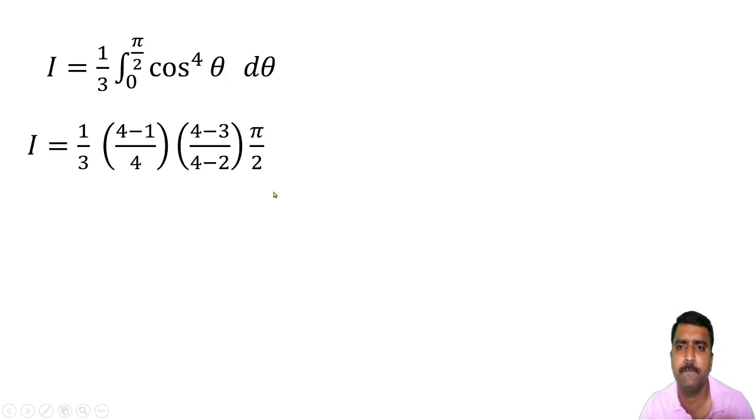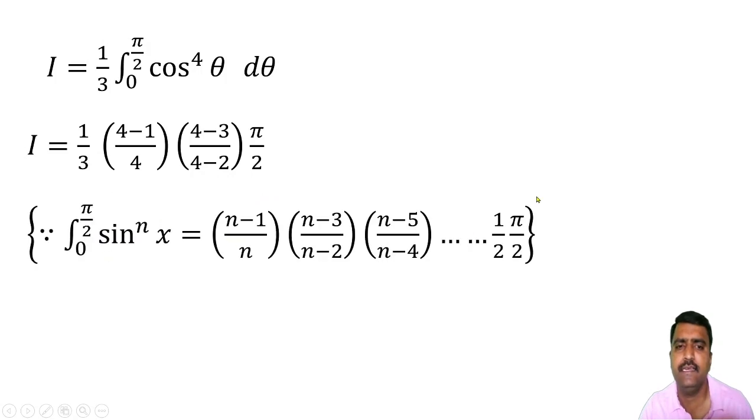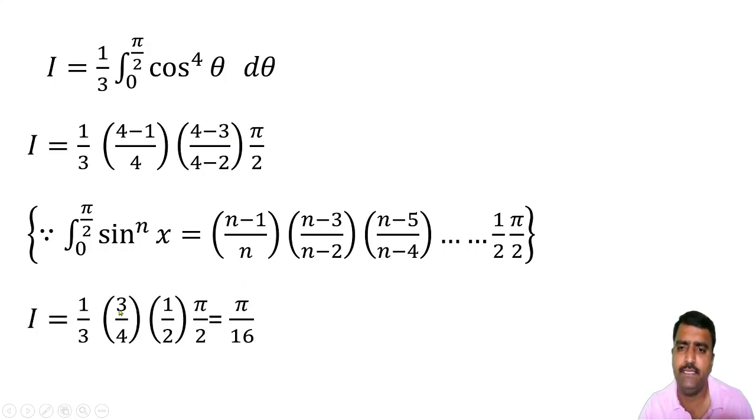into pi by 2. So now simplifying this, yes, this is the reduction formula we are using here, n minus 1 by n, in place of n we have 4, 4 minus 1 by 4, 4 minus 3 by 4 minus 2 into pi by 2. You only stop at 1 by 2 when n is even; when n is odd, stop at 2 by 3. Okay, 1 by 3, 3 by 4, 1 by 2 into pi by 2.